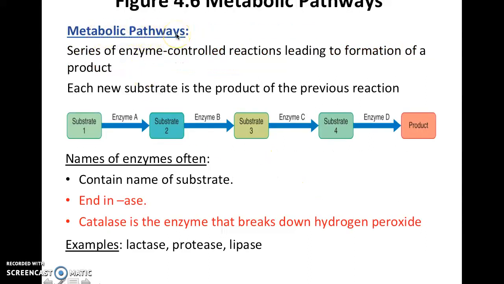Now, metabolic pathways. As we said, we have enzymes that control metabolism throughout the body. And in order to name an enzyme, it always ends in ASE. Anything ending in ASE is an enzyme. And usually it's got the name of the substrate as the root word. Let's say lactase. Lactase is the enzyme that breaks down the milk sugar lactose.